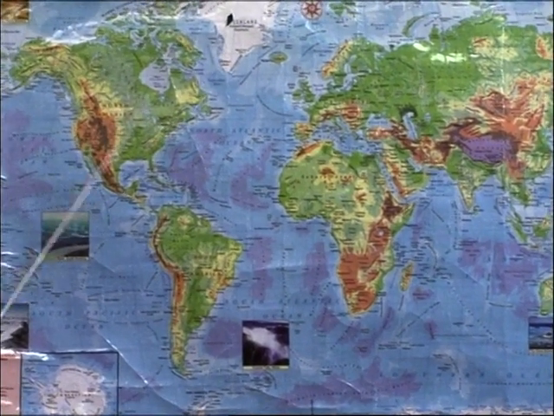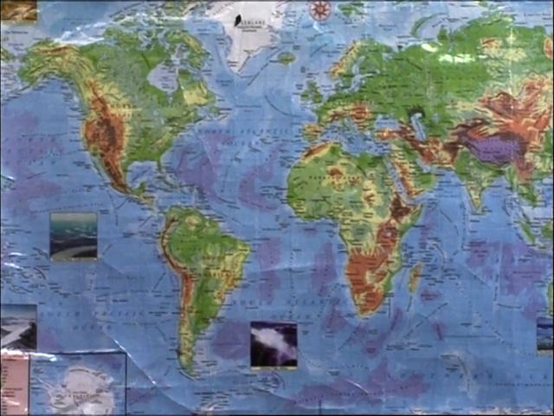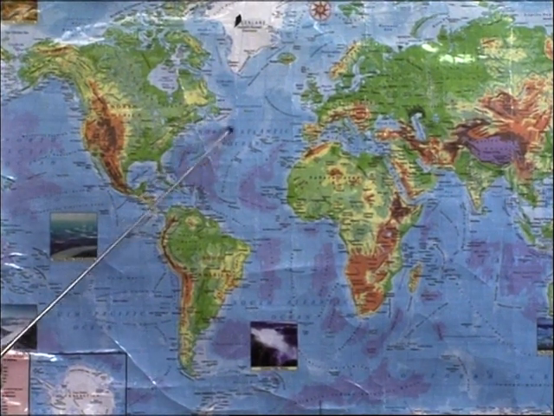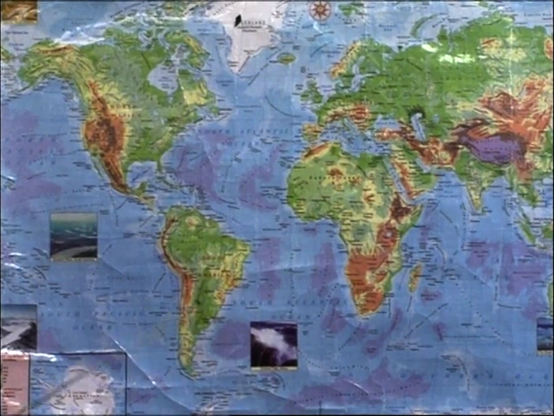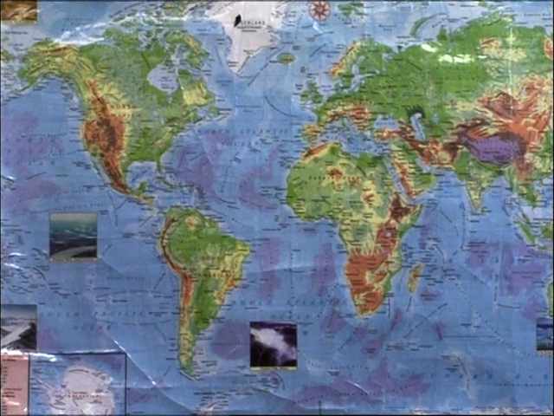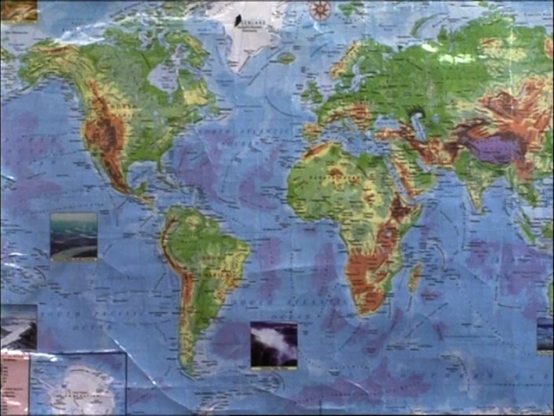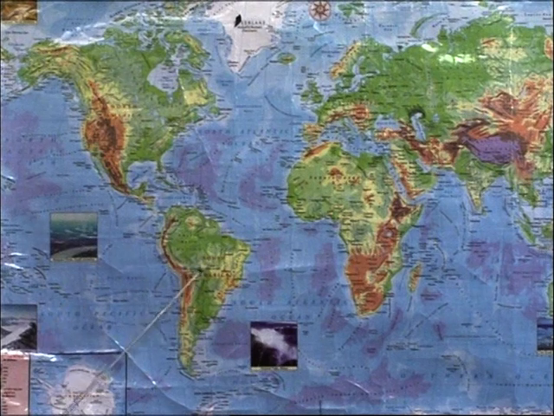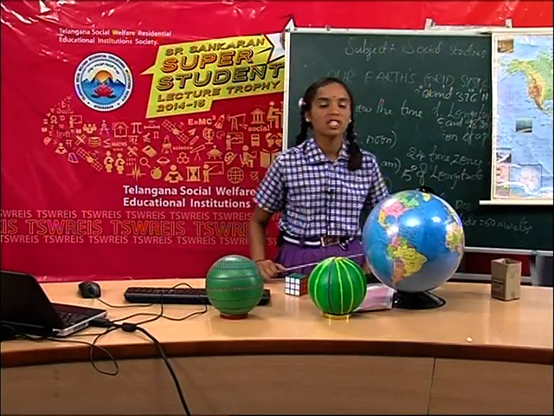And in the northern hemisphere there are totally 90 latitudes, and there are 90 latitudes in the southern hemisphere. The latitudes in the northern hemisphere are designated with direction N, and the latitudes in the southern hemisphere are designated with direction S. And we have learnt about the special names of the latitudes: equator, Tropic of Cancer, Arctic Circle, North Pole, South Pole, Antarctic Circle, and Tropic of Capricorn. These are the special names of the latitudes. And let us come to longitudes.